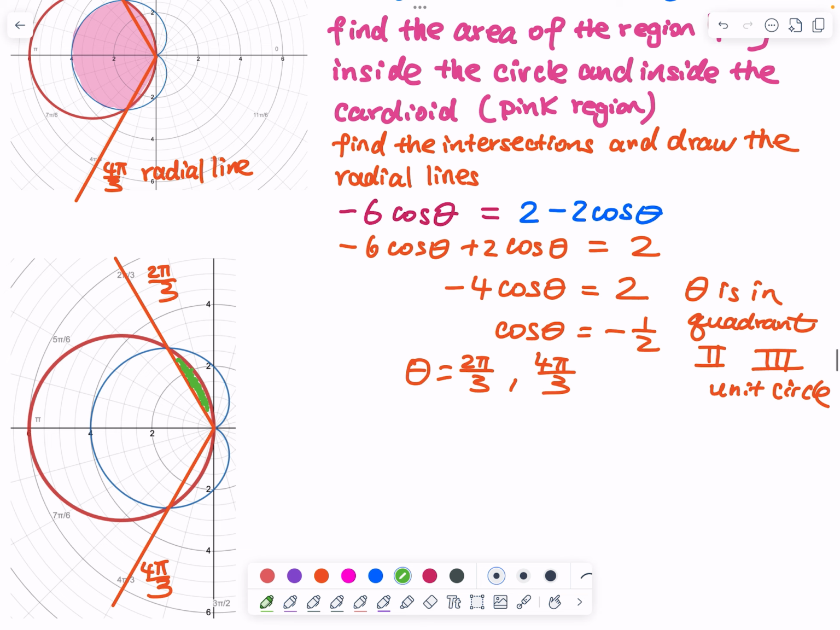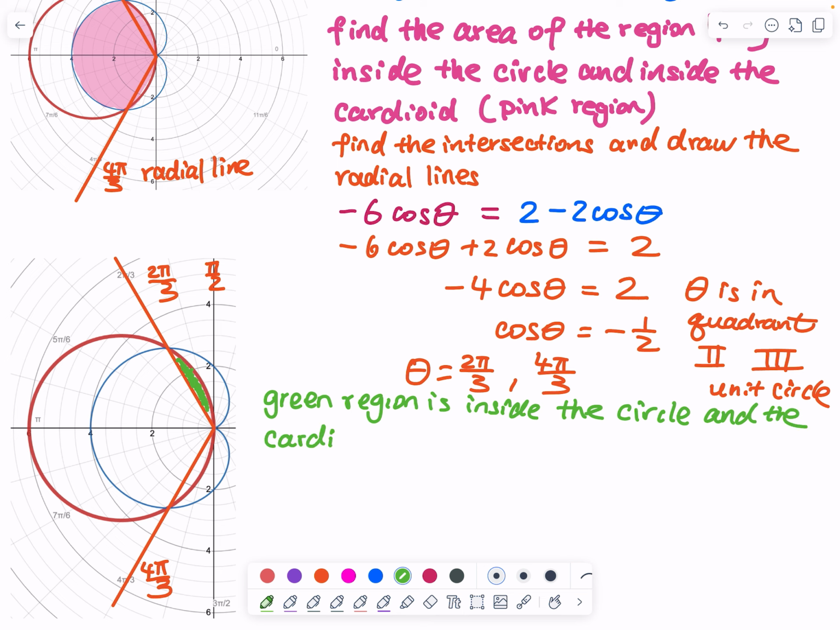And then how big is that region? That's what we have to find out. And then this is from pi over 2 to 2 pi over 3. So I am going to say the green region is inside the circle and the cardioid. And then this is from theta equals pi over 2 to theta equals 2 pi over 3.